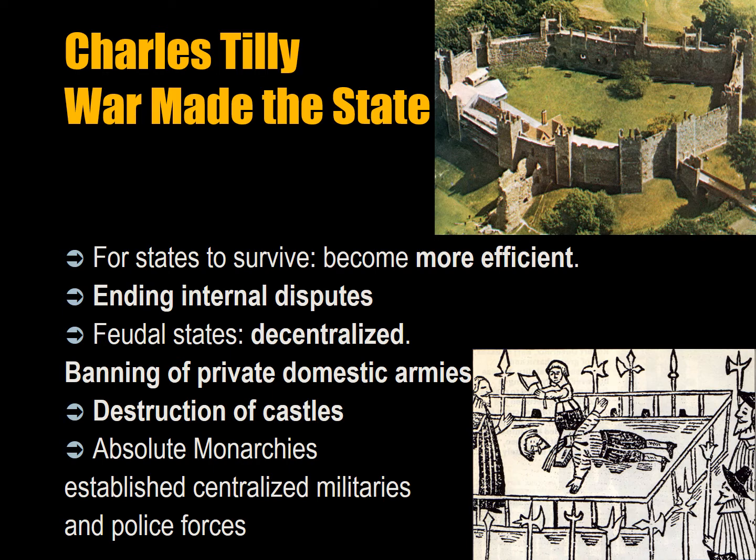Feudal states were originally mainly decentralized. There was thus considerable effort put into the banning of private domestic armies of the different lords and the destruction of their castles. In their place, the absolute monarchs established centralized militaries under their command for external defense, and police forces for the maintenance of law and order in the interior. Here you can see Framlingham Castle in Suffolk, and you can see Devereux, the Earl of Essex, being executed in 1601 for revolting against Queen Elizabeth of England.